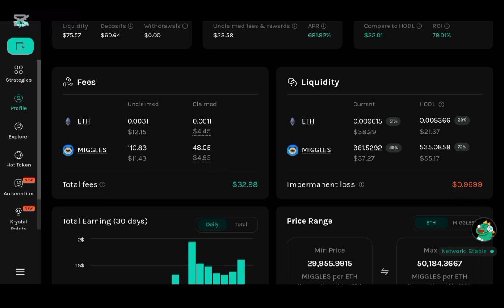But that's also because I held through a couple of months where Miggles went down in price, and if I had sold my position back then, this impermanent loss would be much higher. It would probably have wiped out 50%, if not more, of my initial investment. But that's the same mindset as when you're trading and you buy a token and then the token goes down, and if you sell when it goes down, you sell at a loss. And that's the same mindset here for concentrated liquidity pools.